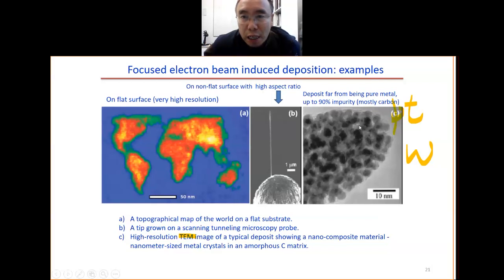The gray color here should be the carbon, because this is the transmission electron microscope. When you have the metal, it's heavier, it will block electrons. That's why it appears darker. But this is opposite to the ICM imaging, where when you have the metal, you get more signal, so you get brighter.